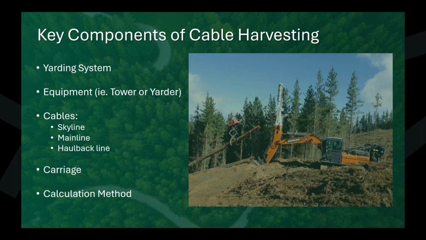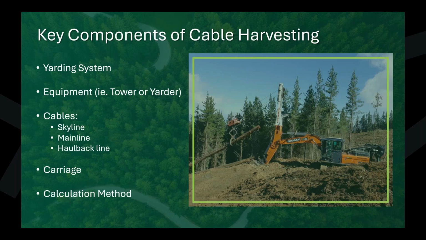in order to understand if we have a suitable spot for it. We're going to look at the type of yarding system we're going to use. The different types of yarding systems can be skyline, high lead, or grapple yarders, and depending on your terrain and your requirements, you're going to adjust that system.